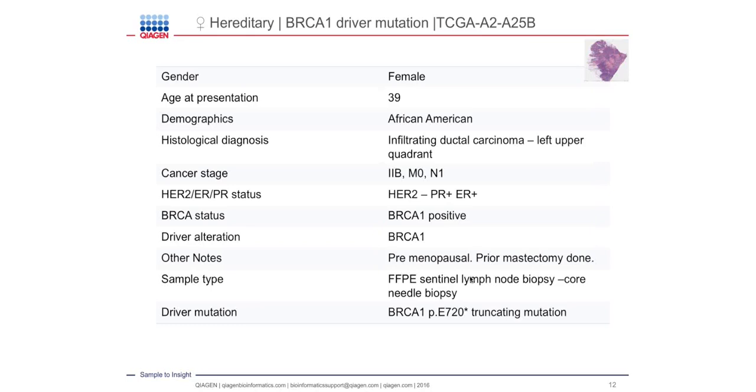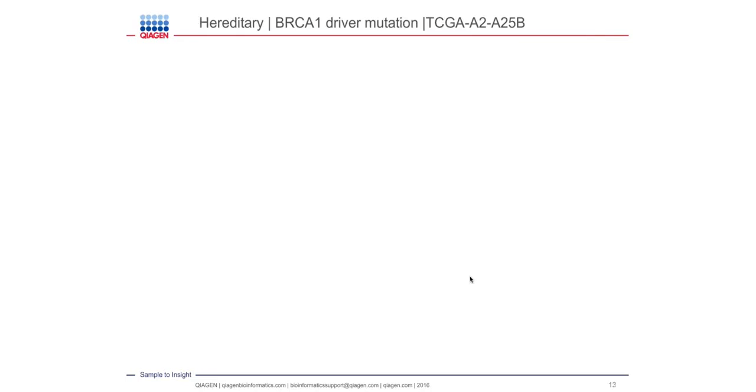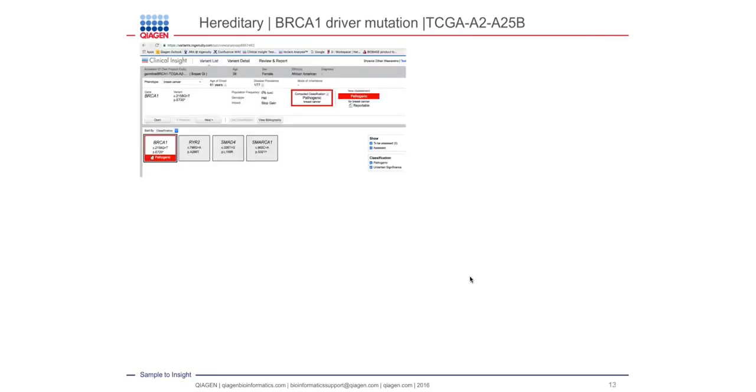She was premenopausal. So if we take a look at the actual information in QCI, we can see that the computed classification is coming in with indeed a pathogenic classification for this particular case, where you can see the BRCA variant, you can see other different variants in this case that are variants of unknown significance, and that is why they are in gray here.